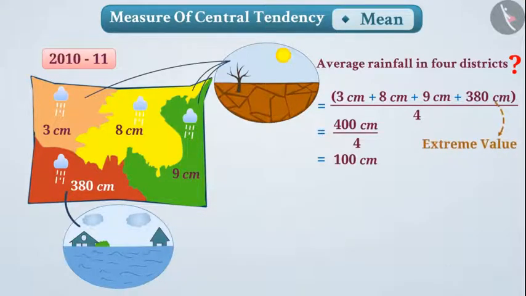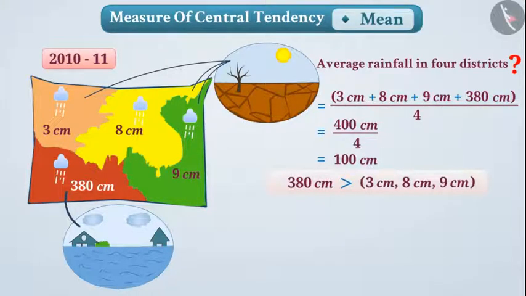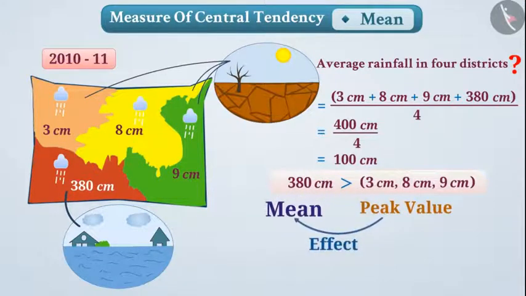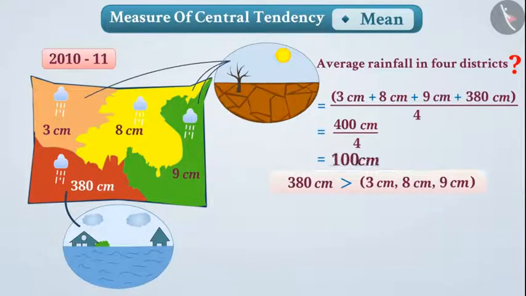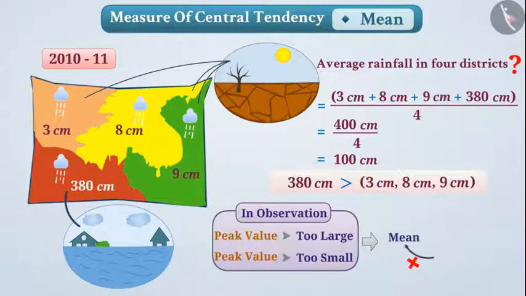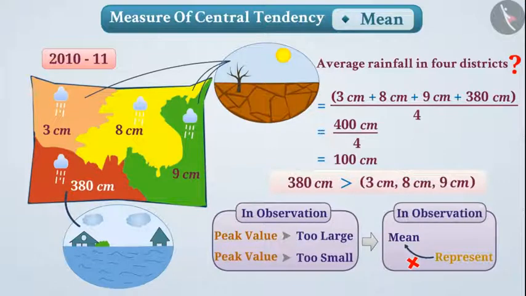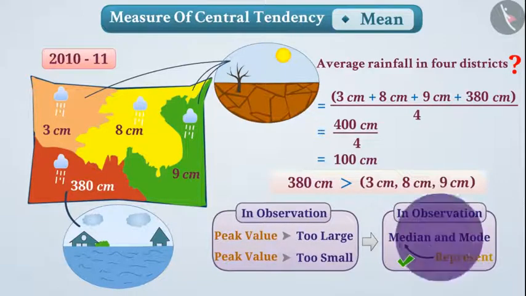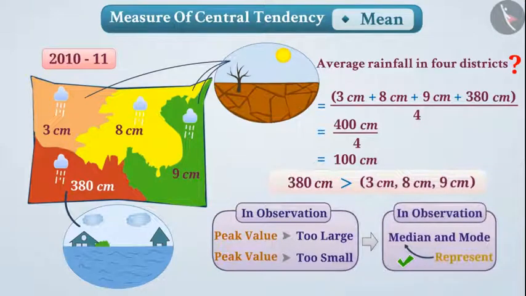The extreme value here is 380 cm, which is much larger than the other observations. It has the most effect on the mean. Similarly, peak values have a greater effect on the mean. By observing observations here and their mean, it can also be said that if the peak value in observations is too large or too small, then the mean does not represent the best of the observations. In situations when the peak value is too large or small, median and mode help us, which we will read about in subsequent videos.